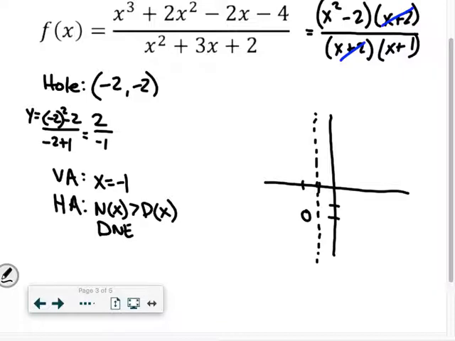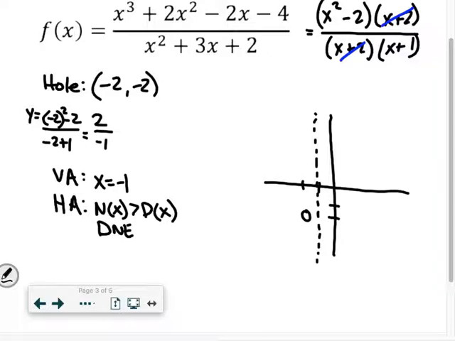The degree of the numerator is exactly one more than the degree of the denominator. Because then when we divide, we'll get something that's linear, right? x cubed divided by x squared, x to the fourth divided by x cubed. That's a linear thing, and that would be a slanted line. There's our slant asymptote.